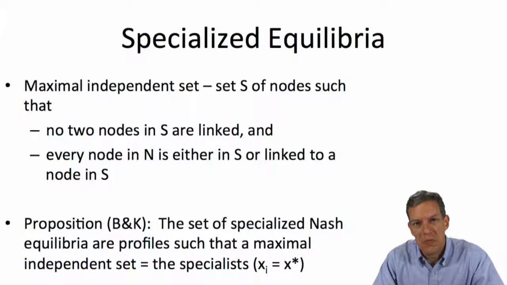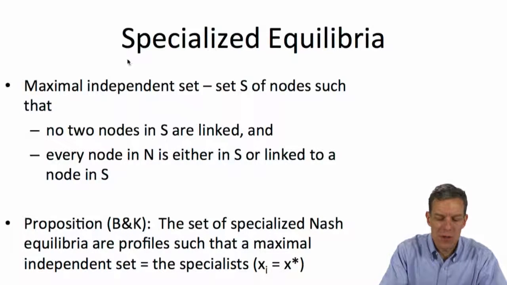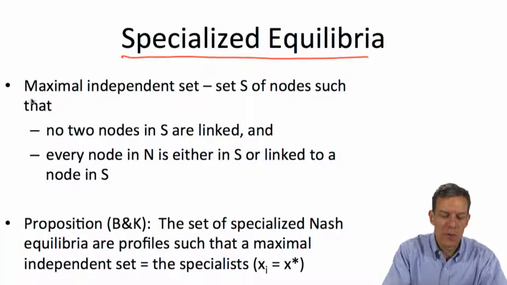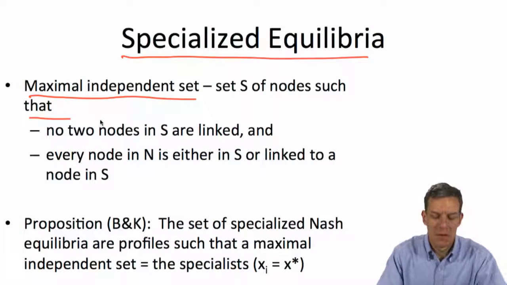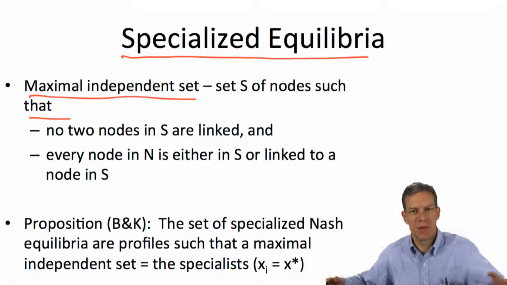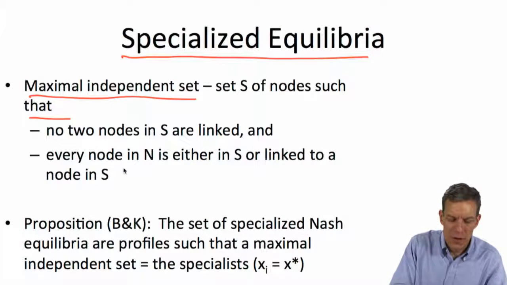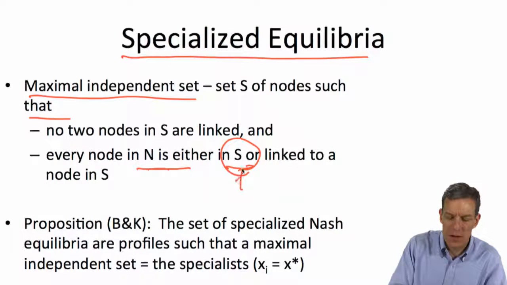So we can begin to see the connection between this and the best shot public goods game that we saw before. If you look at the specialized equilibria here, those are going to look like maximal independent sets, right? So you have some people just provide the full public goods, their neighbors free ride, and no two nodes that are connected can both be providing the public goods. So you end up with every node in N is either in this set S that provides the public goods or linked to somebody.